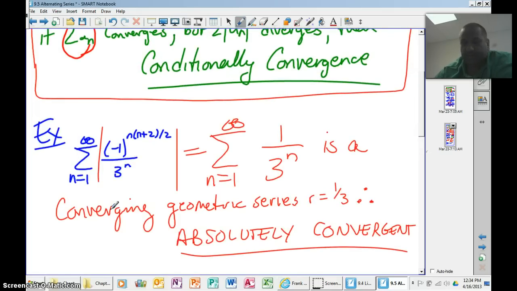This craziness, okay? If I take the absolute value, we can get rid of the negative 1. By the way, that's what I think it was for that cosine one we did in class. If we do the absolute value, it takes away that, and we have 1 over 3^n. This is a converging geometric series, where r is 1/3, okay? So this is absolutely convergent when I try the absolute value.